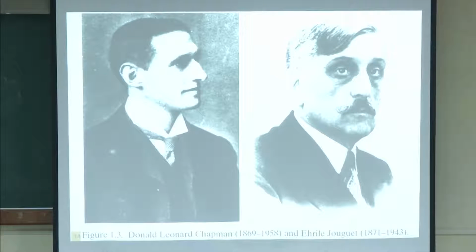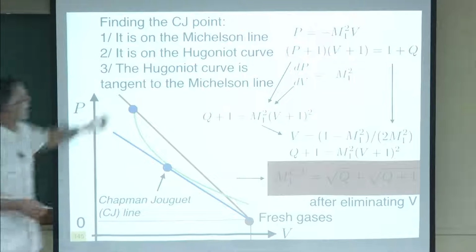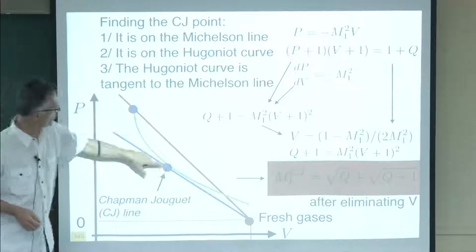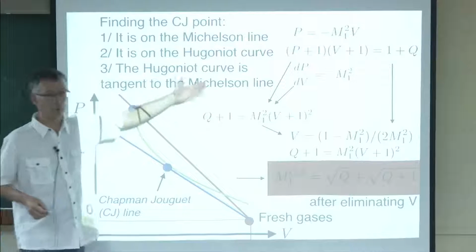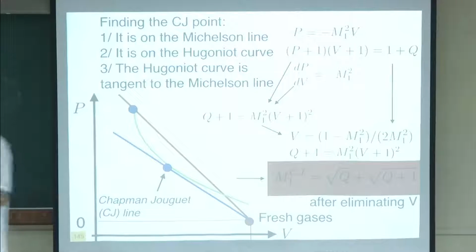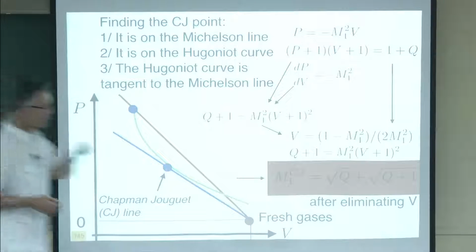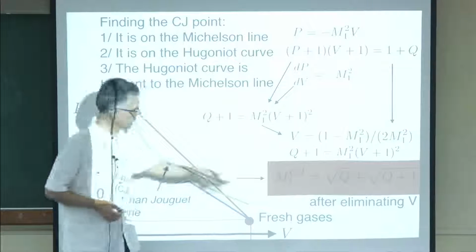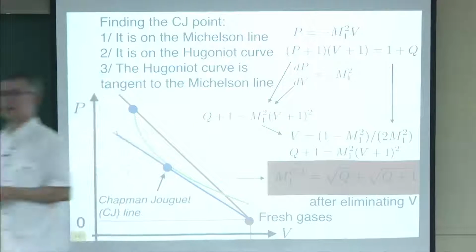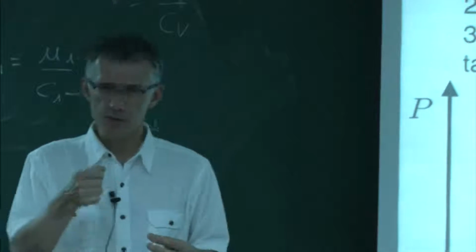So how do you find the CJ point? The CJ point has to be on the Michelson line, it has to be on the Hugoniot curve, and it has to be tangent. So it's simple mathematics to derive all that. And you find a very simple and very elegant result, telling you that the Mach number at the CJ point is the square root of Q plus the square root of Q plus 1. That's amazing. You don't need a computer to do that. You can do it by hand.